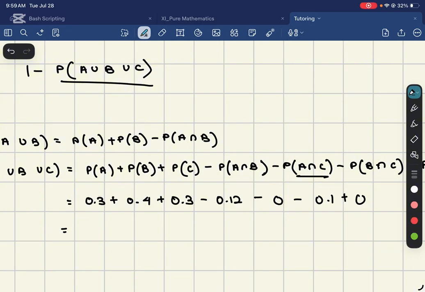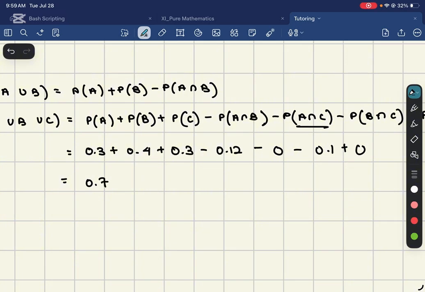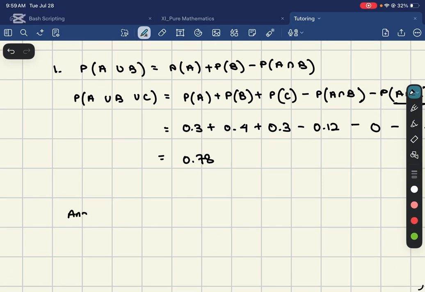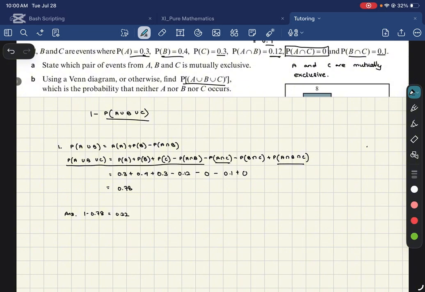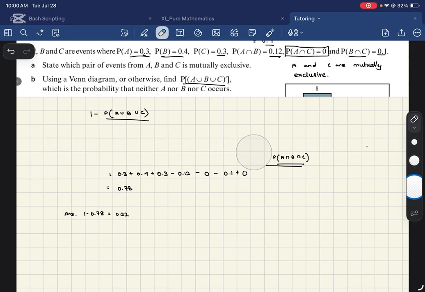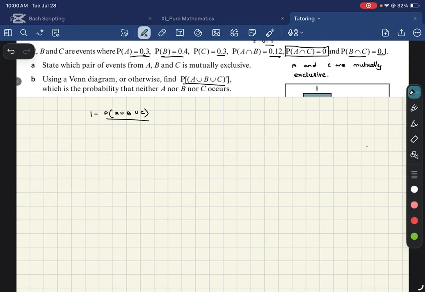And if you add everything here together, 0.3 plus 0.4 plus 0.3 minus 0.12 minus 0 minus 0.1 plus 0, you get 0.78. So your answer is going to be 1 minus 0.78, which is 0.22. So that is how you use the formula. It's probably going to be useful if you remember this. However, another way to do this would be to draw the Venn diagram.